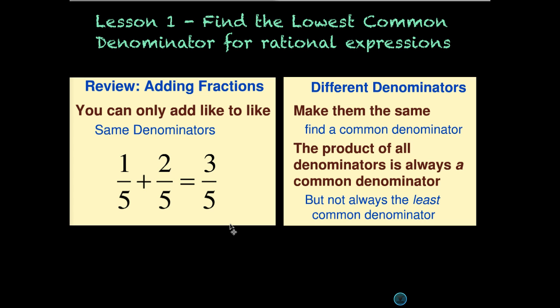We need to find a common denominator. And that is just to multiply the denominators. That will always become a common denominator. However, it's not always going to be the least common denominator. And that is a problem when we are working with polynomials because we need the least common denominator. Otherwise, we won't be writing it in its simplified form.